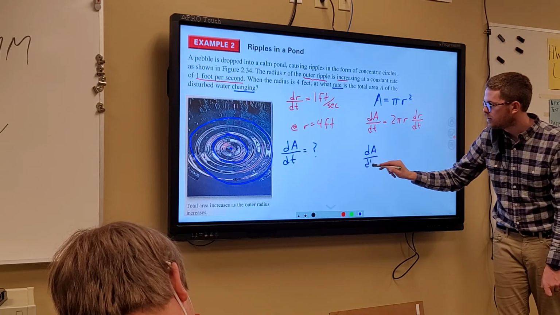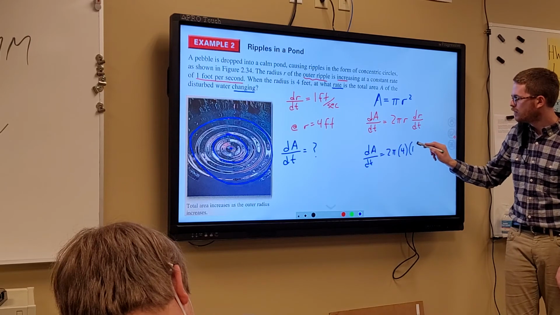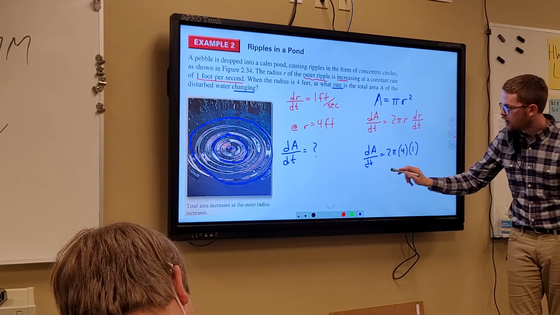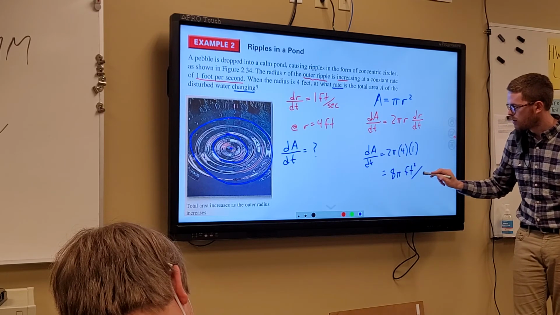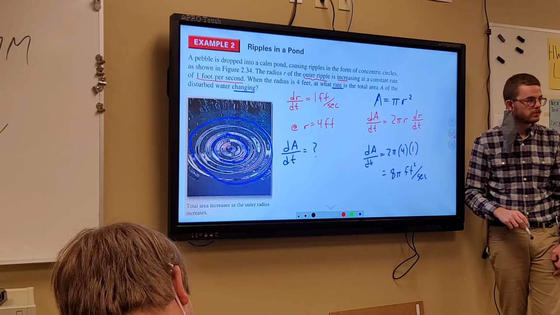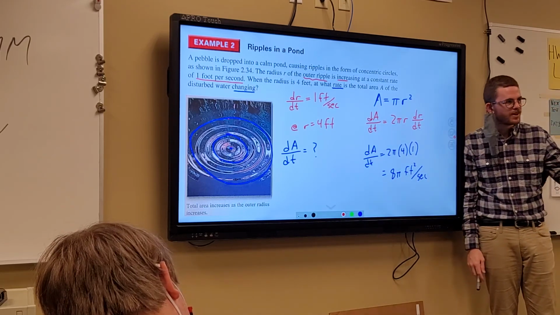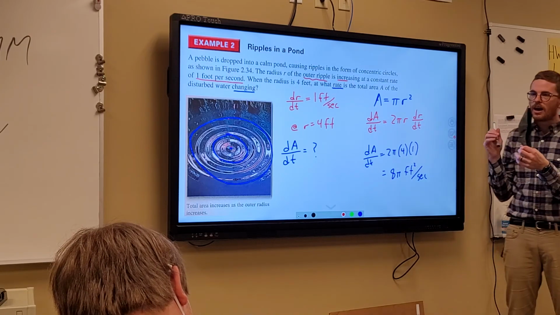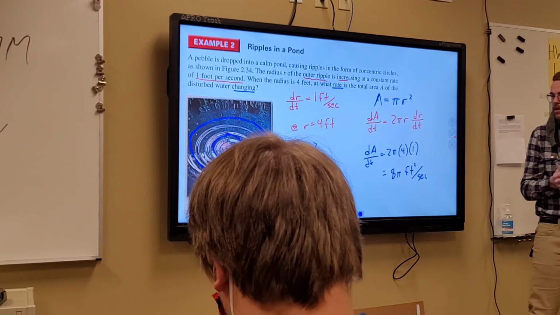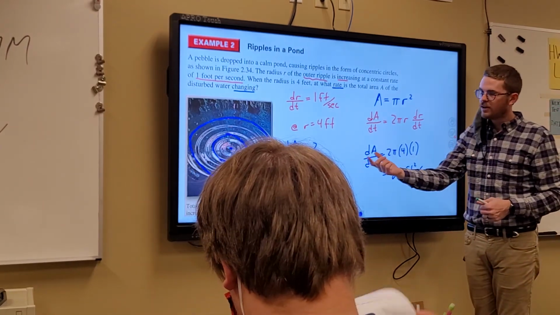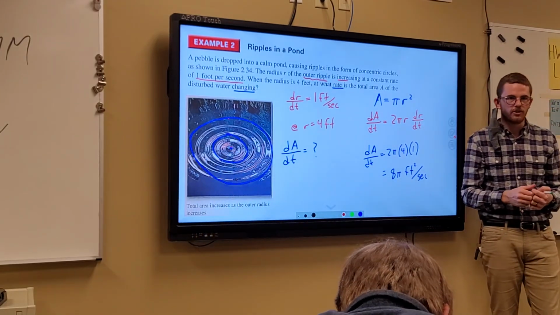dA over dt is going to be 2 times pi times 4 times 1, and we get 8 pi feet squared per second. That's it. We solved it right in the nick of time, but hopefully that gives you some context as to why and how all this stuff matters. So at that moment, the area is increasing by 8 pi feet squared per second.